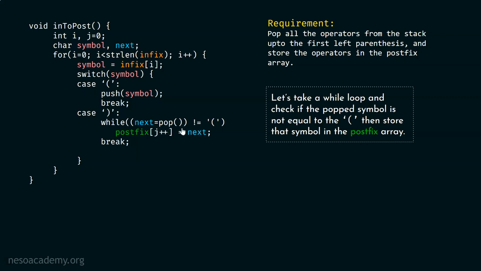First, we'll pop the topmost element. We'll check this condition. If it is not a left parenthesis, then definitely we'll store the popped symbol, that is next, inside postfix of j++. I've declared this j variable also, and I have initialized it to 0. Initially, the first symbol will get stored in postfix 0, then postfix 1, and then postfix 2, and so on, right? This is a post increment operator, right? So first, this j++ will get replaced by 0, and then after evaluation, this j will get incremented by 1.